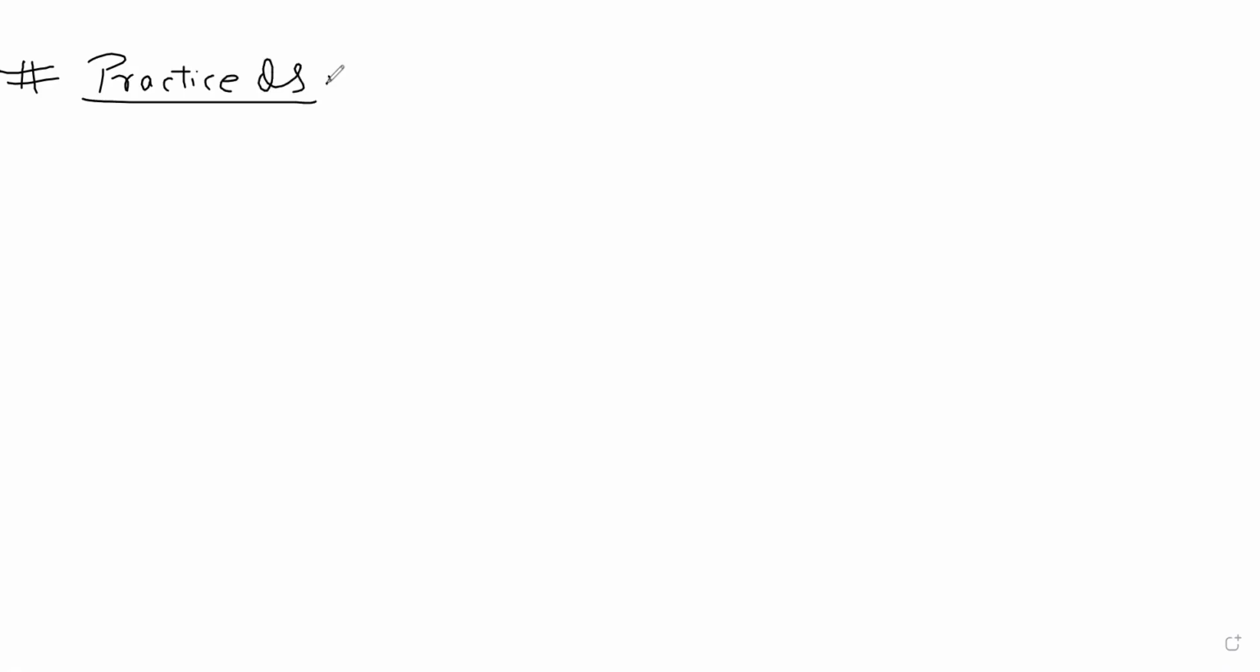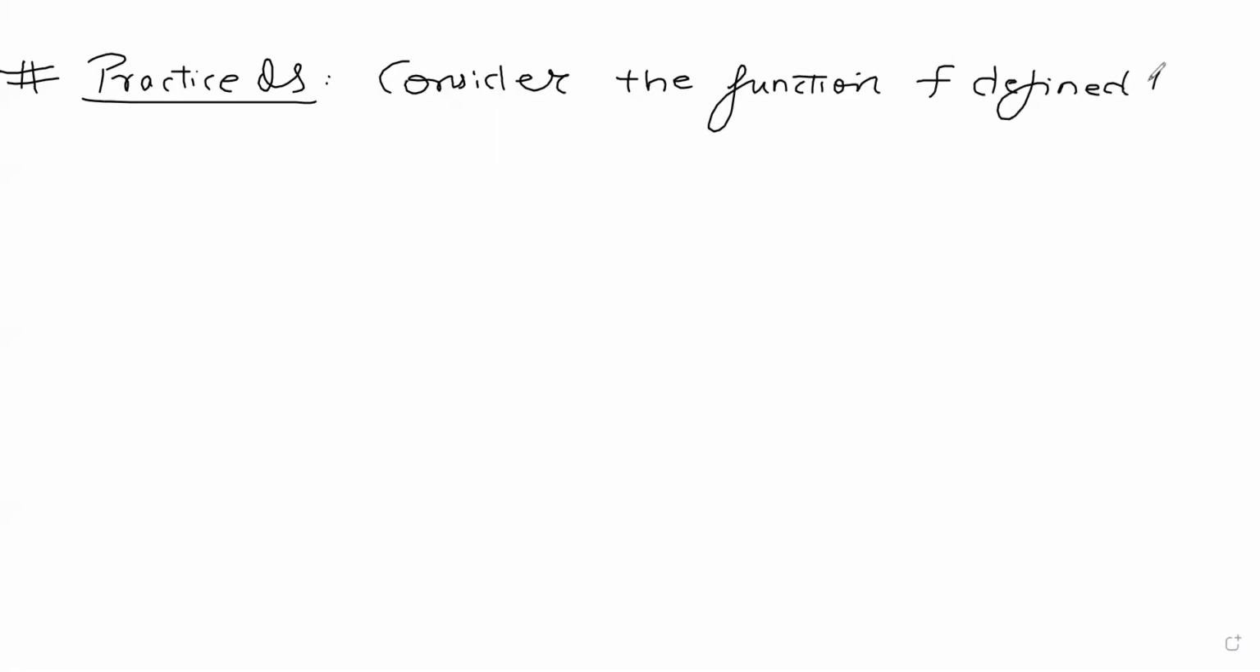So consider the function f defined by f of x, y equals 2 times x plus x square y cube. Suppose this is the function given to us. You can see the function consists of 2 variables x and y.